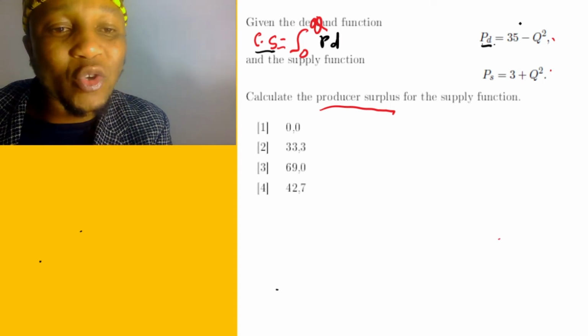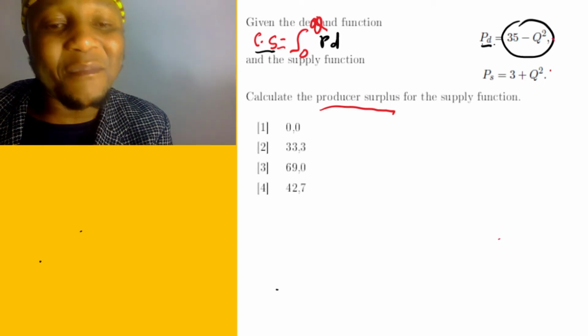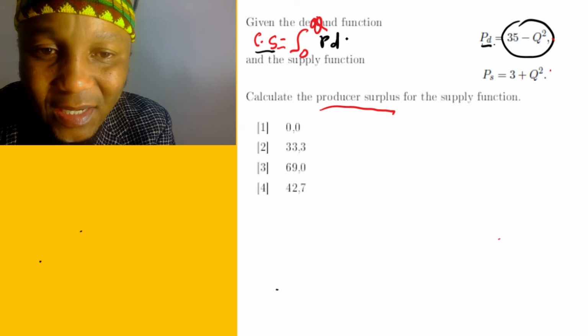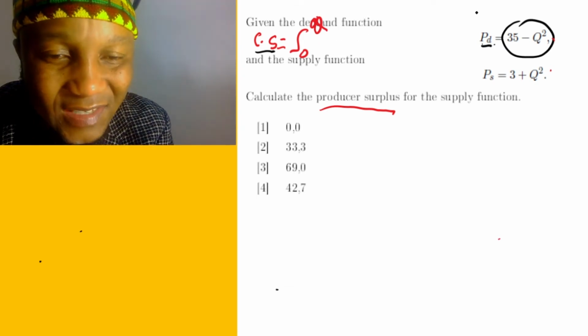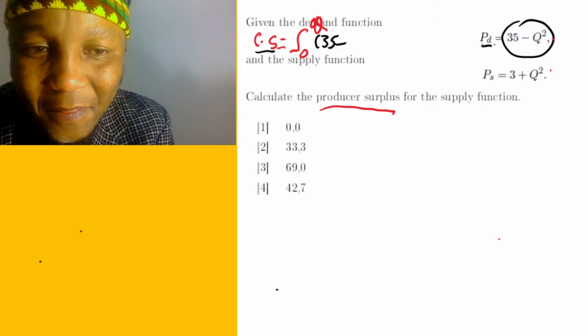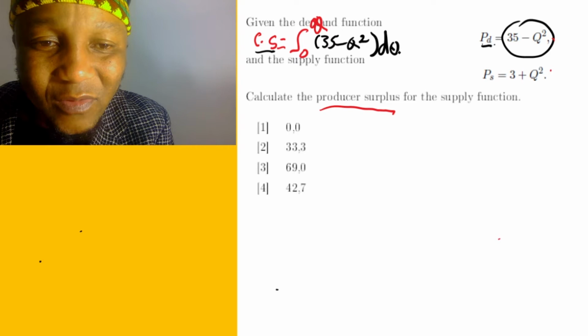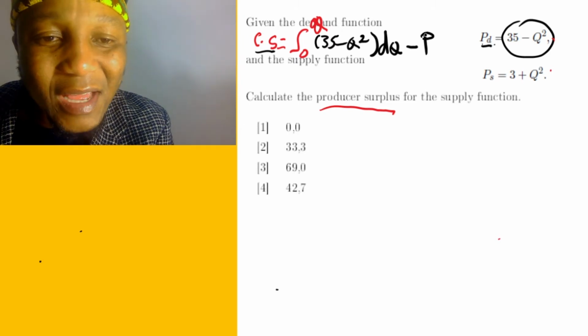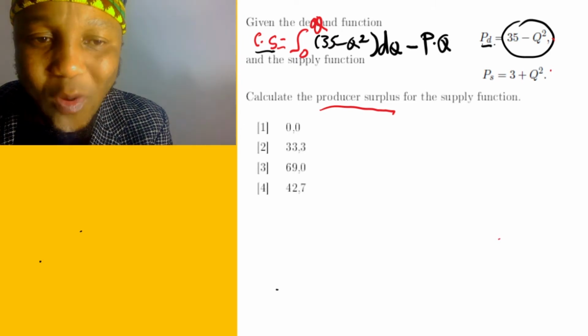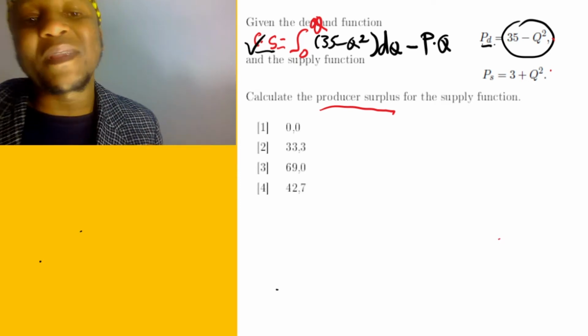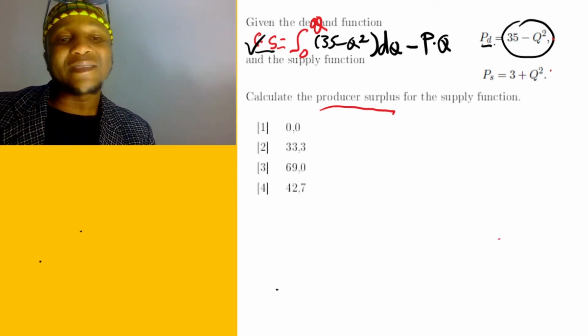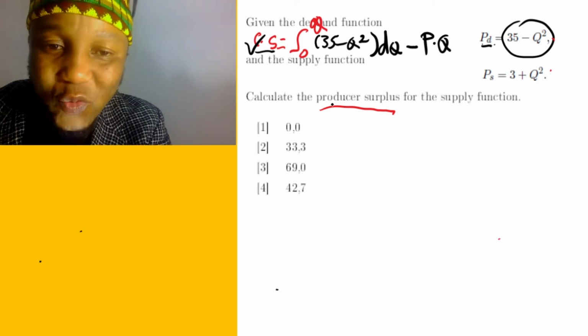But for this case here, we know it means you're going to replace that PD with 35 minus Q squared. So you write your function of demand, for this case it's 35 minus Q squared. And then you minus, you multiply price and quantity. That's all. See what I'm saying? So this is going to give us consumer surplus. But for this case now, they didn't ask us that. They asked for producer surplus.